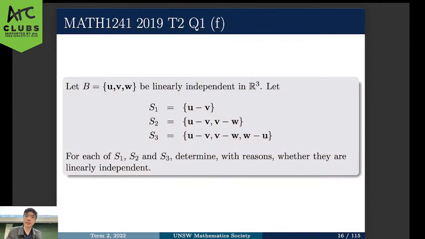So let's look at this example. We have a set B, which is a set of vectors u, v, and w, and they're linearly independent. And then we have three sets, S1, S2, and S3, defined by these sets. And we essentially have to determine for each if they are linearly independent.